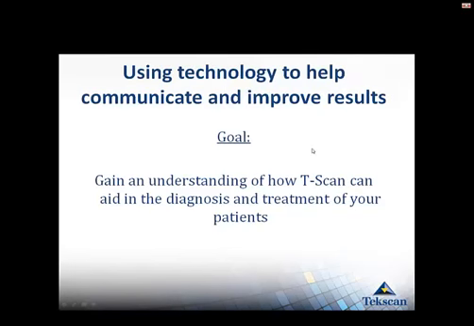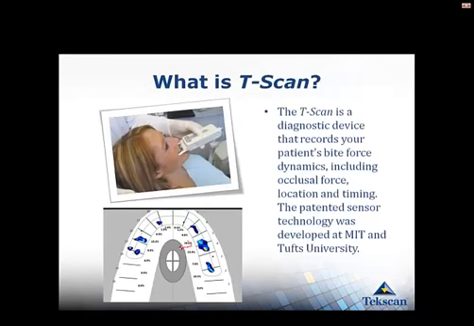So the goal of tonight is really for you to gain an understanding of how T-Scan can aid in the diagnosis and the treatment of your patients. Traditionally, T-Scan was always thought of as a case finishing tool, and we have a lot of our doctors nowadays really using T-Scan on the front end to help in diagnosis and patient education. And so we're going to go through all of this stuff.